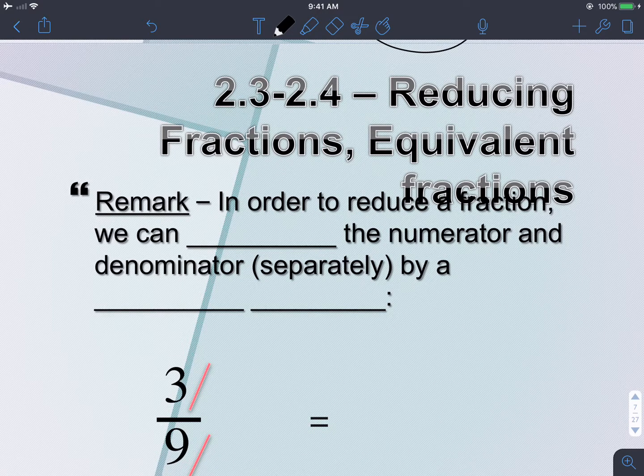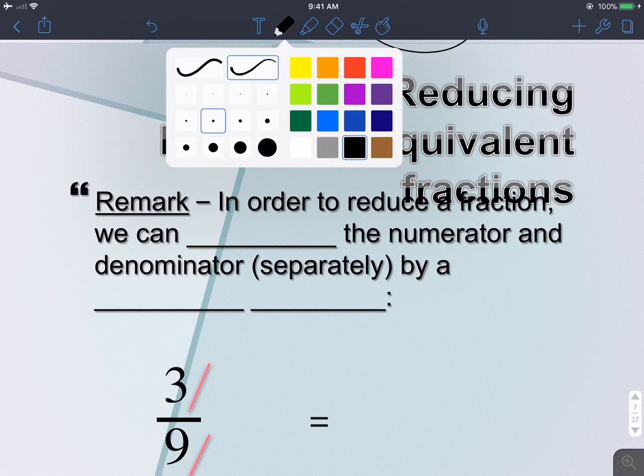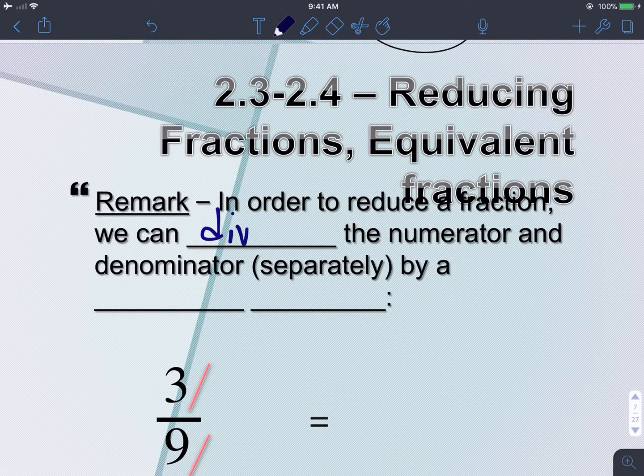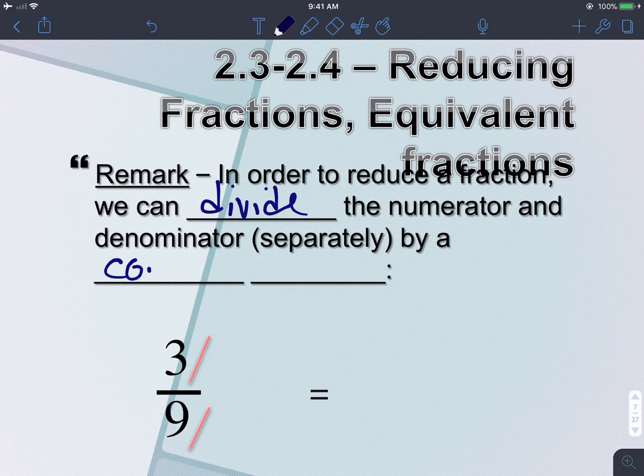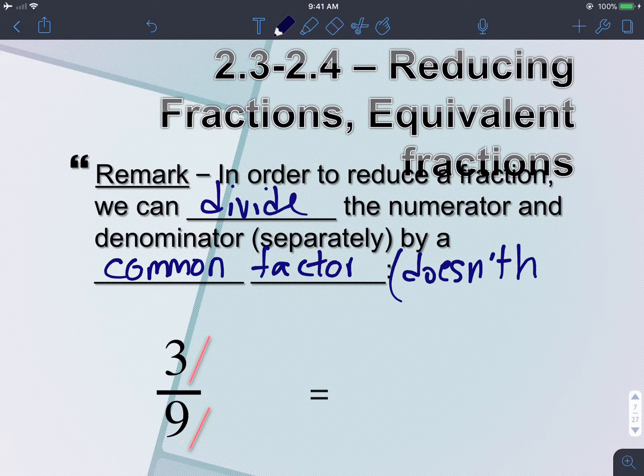All right, let's keep going. We'll get about halfway into this. Then we'll be done. In order to reduce a fraction, we can divide the numerator and the denominator separately by a common factor. It doesn't have to be the greatest common factor.